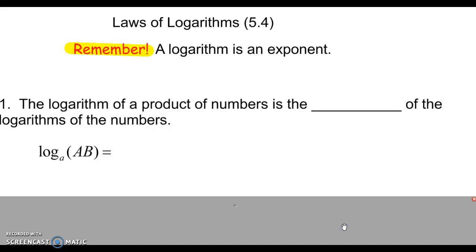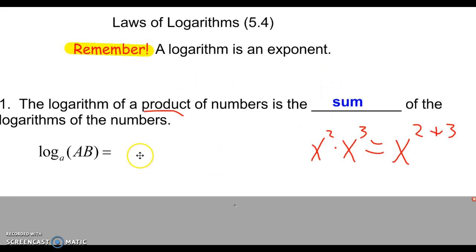So if you think back to exponent rules, we know that x squared times x to the third is really x to the 2 plus 3 power. In other words, when you multiply with exponents, you really add. So when you multiply with logarithms, because a logarithm is really an exponent, then you really are just adding. You're taking the sum of the logarithms of the numbers.